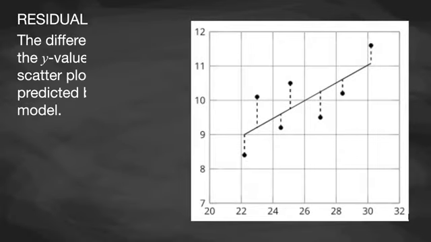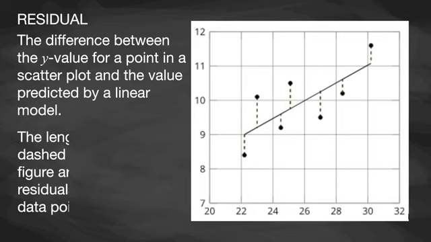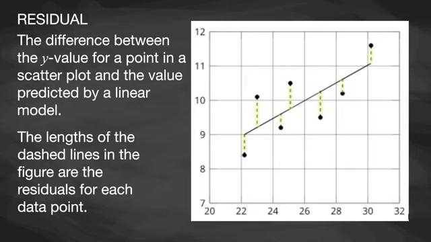A residual is the difference between the y value for a point in a scatter plot and the value predicted by a linear model. The dashed lines in the figure represent the residuals for each data point. Now, let's work on calculating some residuals.